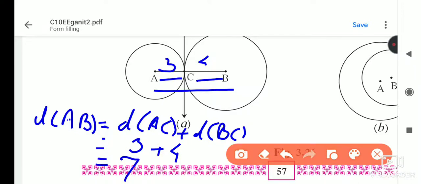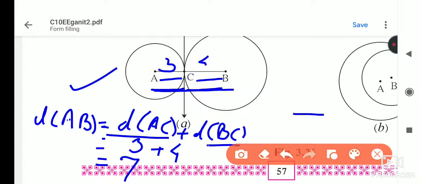So if the circles are touching externally to each other and we have to find out the distance between the centers of both circles, then we have to add the radii of both circles. So for this, it is AC and it is BC. Okay, did you understand? If they are touching externally to each other, we have to add both the radii.